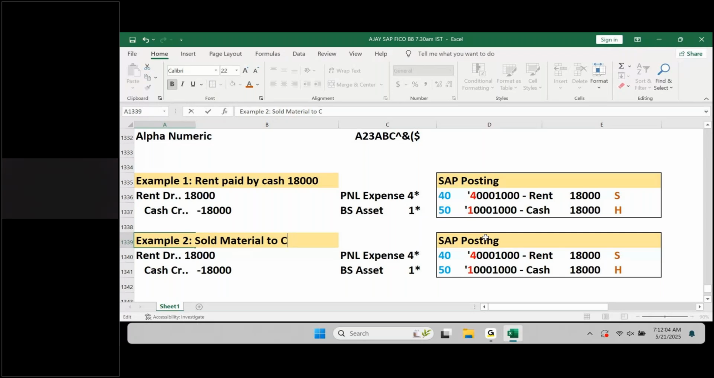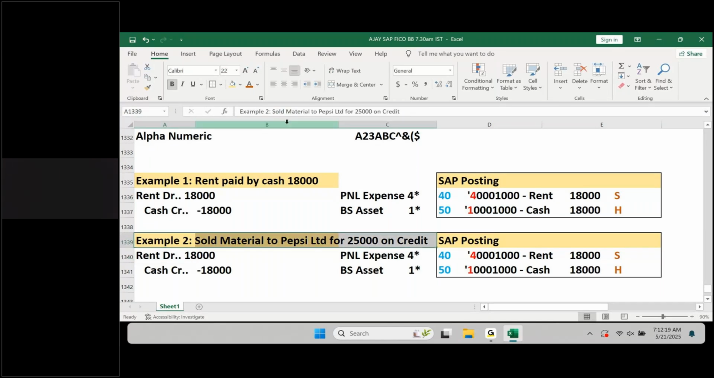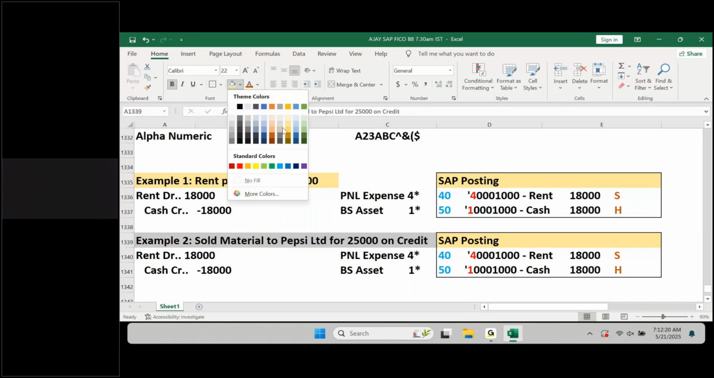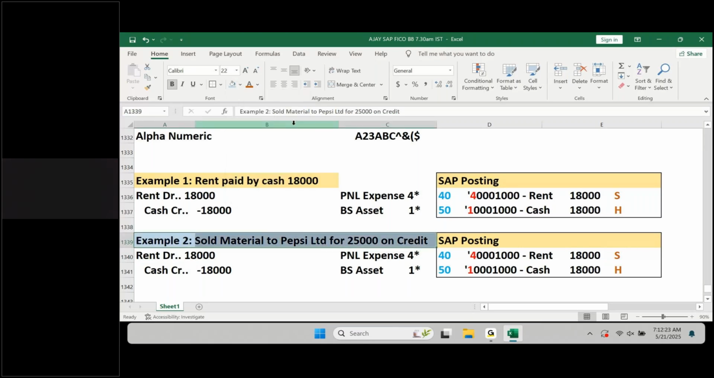Sold material to, let's say, Pepsi Limited for 25,000 on credit. What about this? Customer account debit to Pepsi Limited account, debit to sales account.